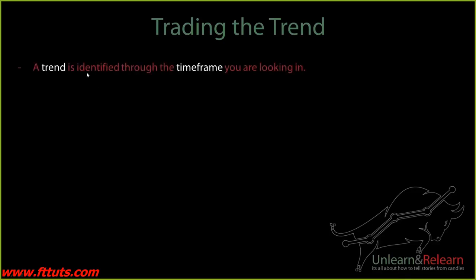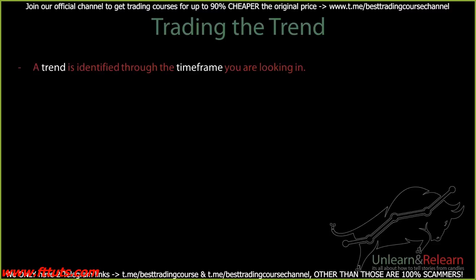Okay, a trend is identified through the time frame you are looking at, right? This means, let's say you're looking at the daily time frame and it seems like the daily time frame is bullish. If you go down to a smaller time frame, let's say the 1 hour or the 4 hour, you might see that the 1 hour is starting to go down. You're like, well, the daily is bullish, but the 1 hour is bearish, so I might want to look for sells.